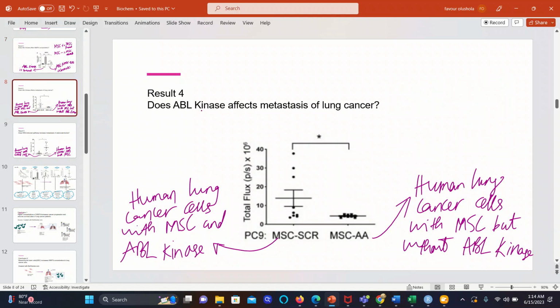Here we're looking at the fourth experimental question, which asks, does ABL kinase affect metastasis of lung cancer? So again, we're looking at two groups of PC9 cells. These are human lung cancer cells, and we're looking at one group where MSC is present and ABL kinase is present. Then we're looking at another group where MSC is present but no ABL kinase. In particular, we're trying to determine the effect of ABL kinase on metastasis of lung cancer. So does it spread or not spread, depending on the presence or absence of ABL kinase?